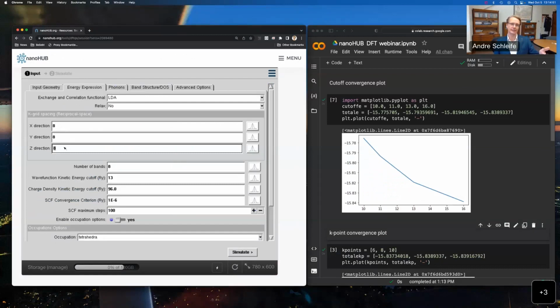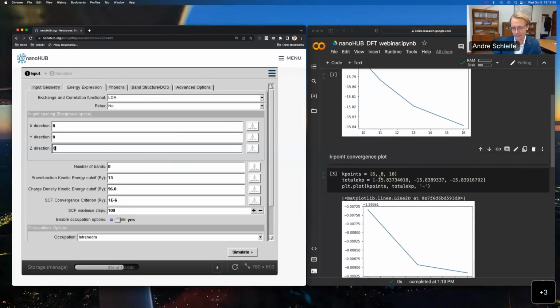So that means 8 in X, 8 in Y, and 8 in Z direction. But this is also a number that you need to test that it's accurate enough. The idea is exactly the same. You run various total energy calculations, changing these numbers here. And this morning, what I tried is I used 6 times 6 times 6, 8 times 8 times 8, and 10 times 10 times 10.